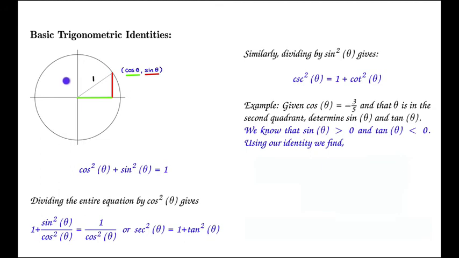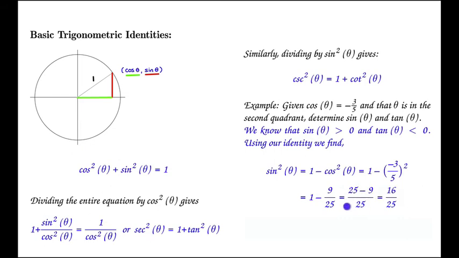So now we can use our identity cosine squared plus sine squared equals 1 to solve for sine or sine squared. So I solve for sine squared theta is equal to 1 minus cosine squared theta, and I can substitute in our values for cosine of theta. Continuing to solve, I have 1 minus 9 over 25. Notice that this negative 3 becomes positive 9 because I'm squaring it. Writing it as a common denominator, I get 16 over 25.